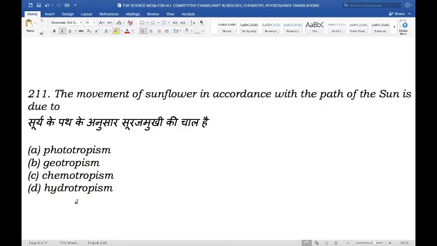So if you might have noticed, sunflowers move in accordance with the path of the sun, and this is because of the phenomenon known as A, phototropism. Phototropism is the orientation of plant in response to light. Sunflowers exhibit positive phototropism as the stem grows towards the light.